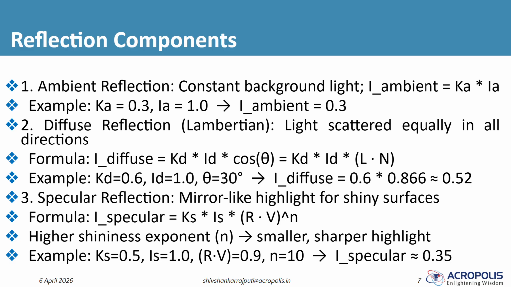Third, specular reflection. This is the shiny highlight you will see on polished surfaces. The formula we can see on the PPT. A higher shininess component n gives a smaller, sharper highlight, and with the given value we get about 0.35. Together, these three components make up the total illumination at any surface point.